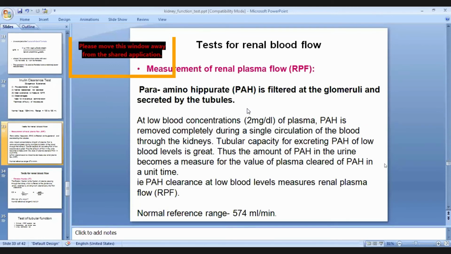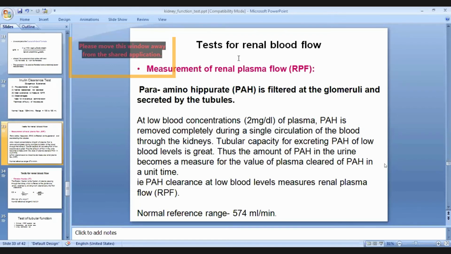So PAH clearance measures the renal plasma flow, RPF. So just know the test, the PAH test. It is used to measure the renal plasma flow, and the normal range is around 574 ml per minute. That means it is used to assess how much blood is flowing to the kidney.